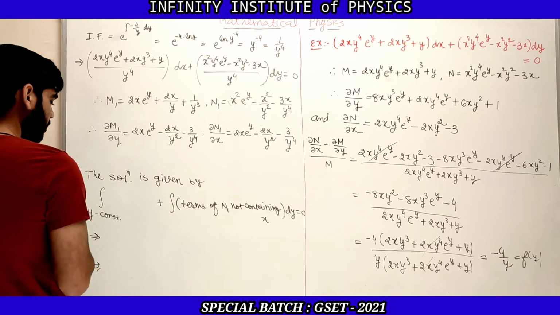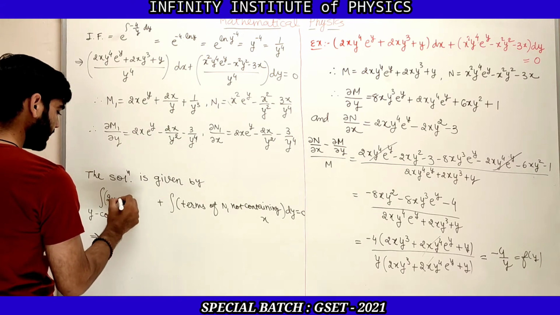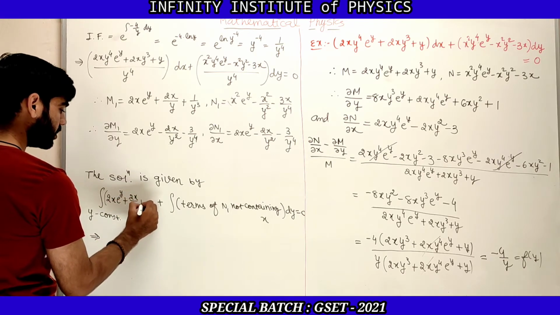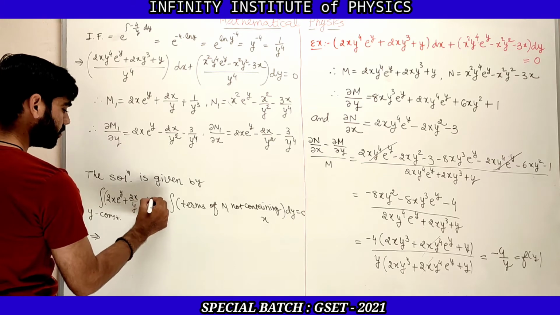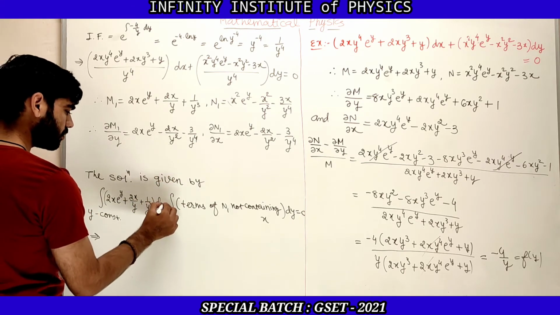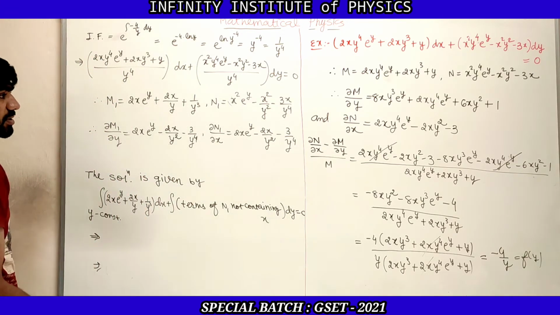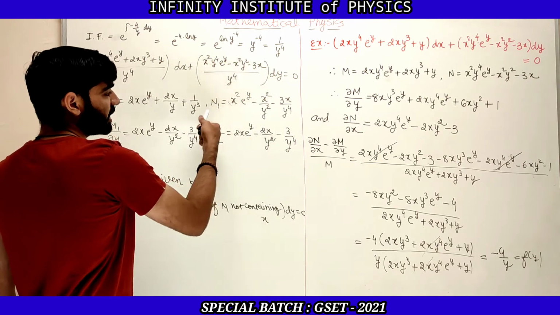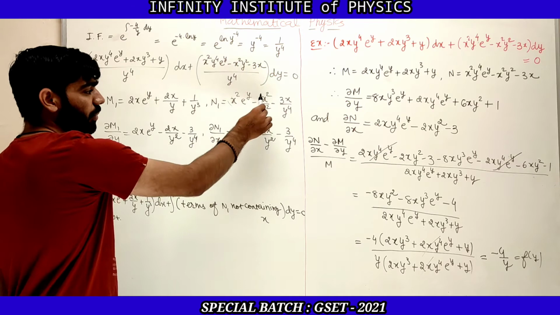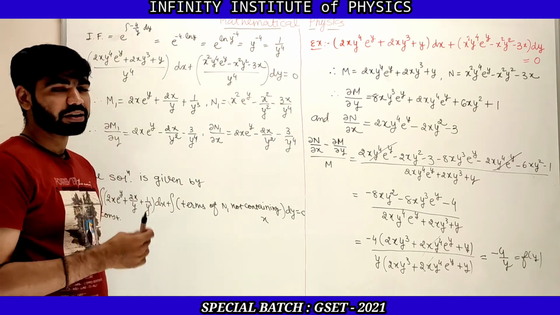So here the term of m1, that is (2x e^y + 2x/y + 1/y^3) dx, plus the terms of n1 not containing x. That means here you can see that every term of n1, x^2 e^y - x^2/y^2 - 3x/y^4, contains x. So each term of n1 contains x.